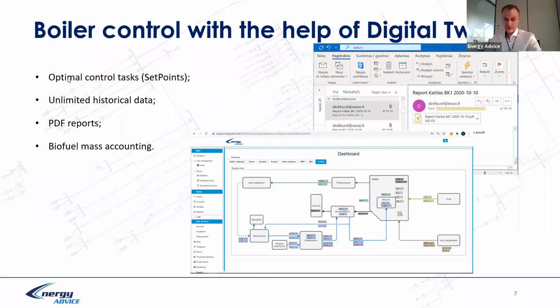So set points. Yes, we provide optimum set points to your control system. You have access to unlimited historical data and PDF reporting, for example PDF reporting each hour, each day, each week, month, yearly reporting, and biofuel mass accounting. Also, with reporting in PDF, you can get emails according to your need. It's freely configurable.